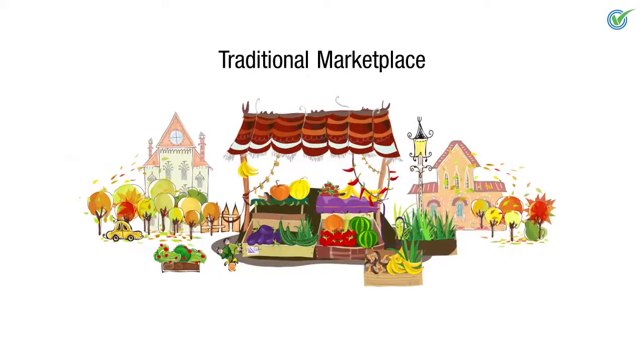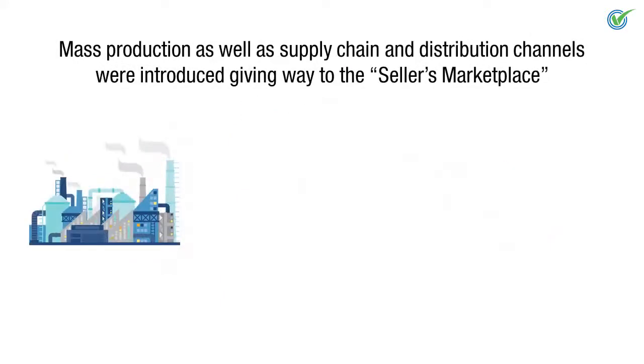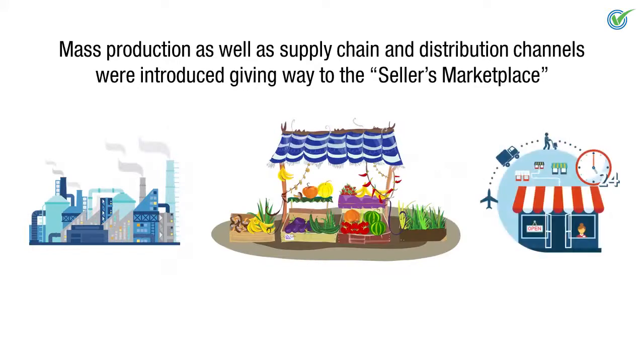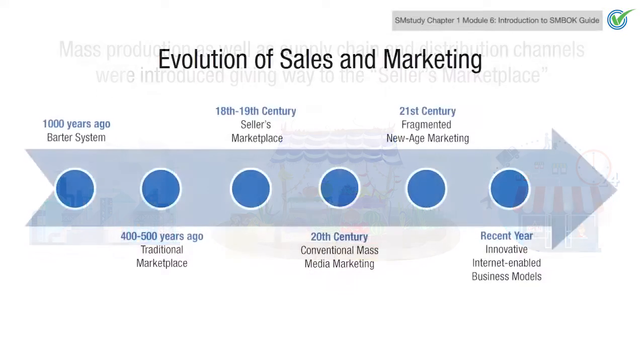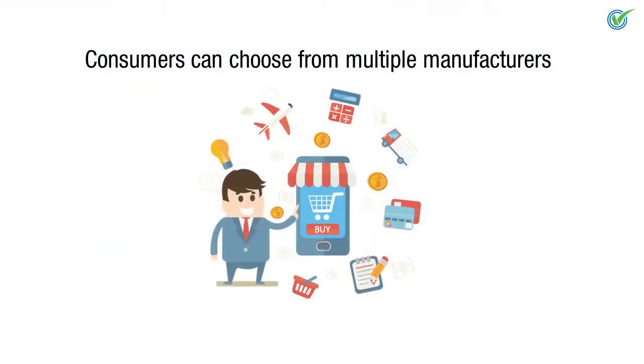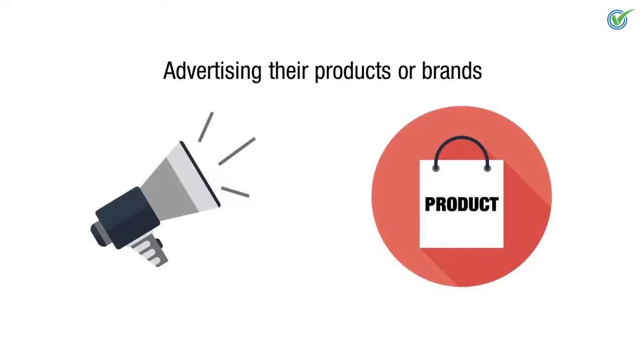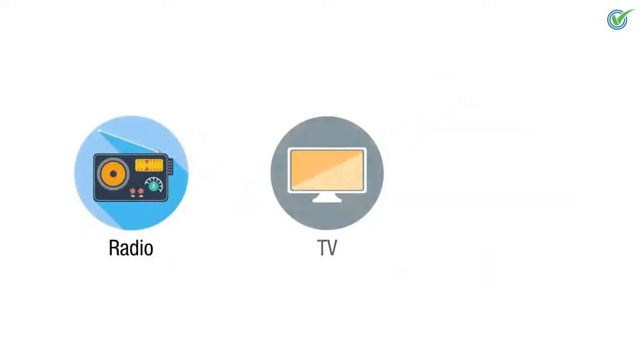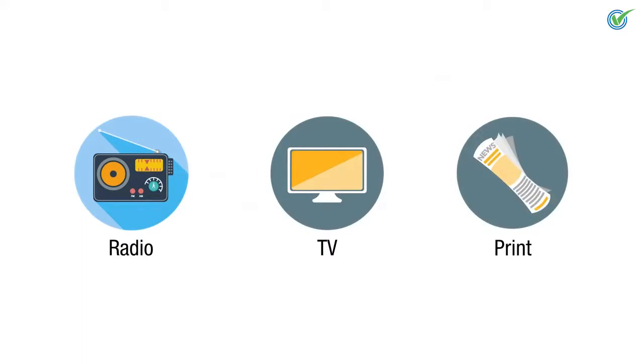Over the years, the concept of mass production as well as supply chain and distribution channels were introduced, giving way to the seller's marketplace. The 20th century and the inception of mass media marketing brought consumers unprecedented choice, and with that choice came the need for businesses to differentiate their goods and services and promote their products to a much larger audience through various means, including radio, television, and print advertising.